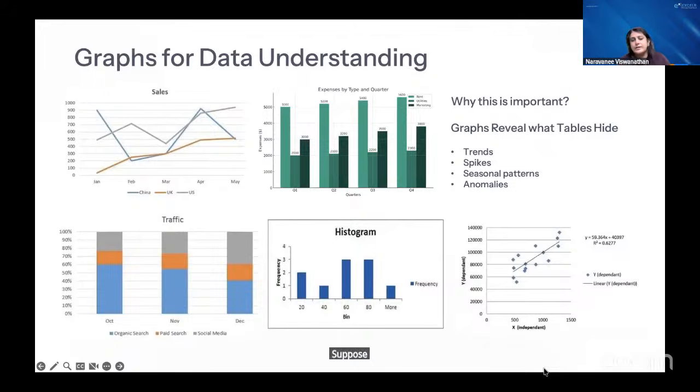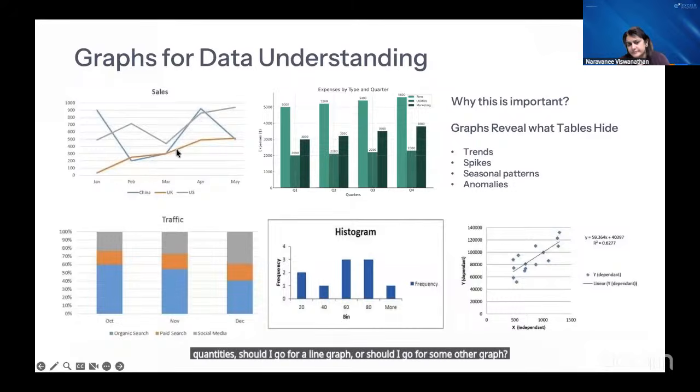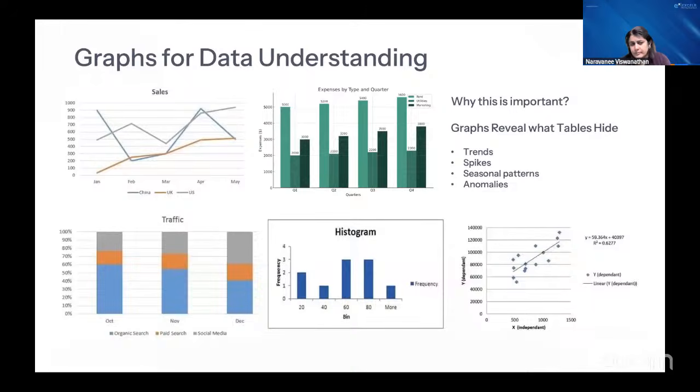Suppose I want to compare two quantities, should I go for a line graph or should I go for some other graph? If I want to compare 2 or 3 categories, right? Should I go for a line graph or should I go for something else? I will go for this kind of column graph. Can you see this?